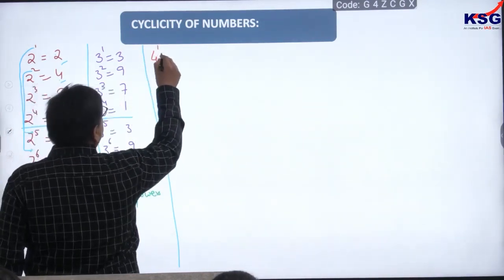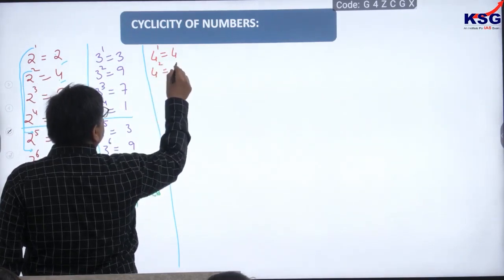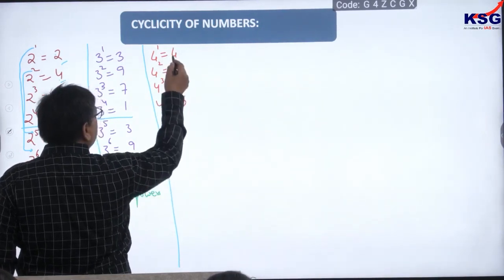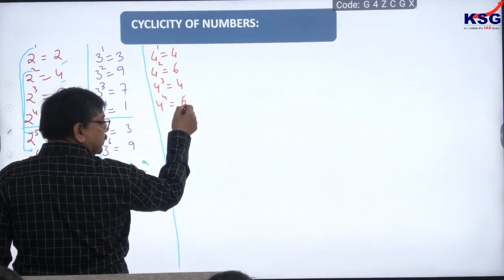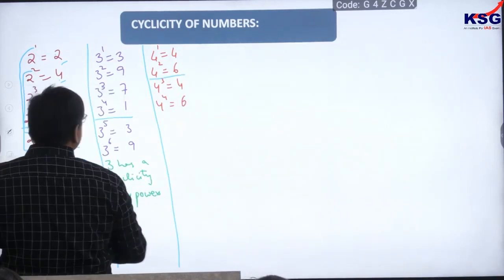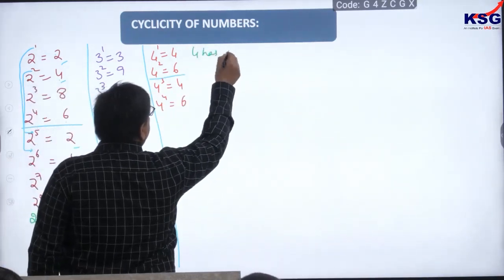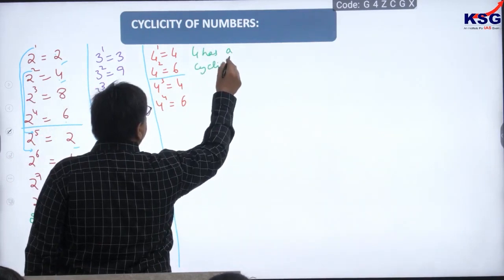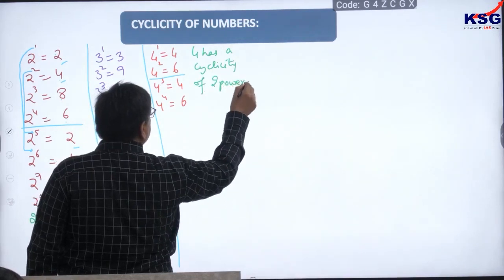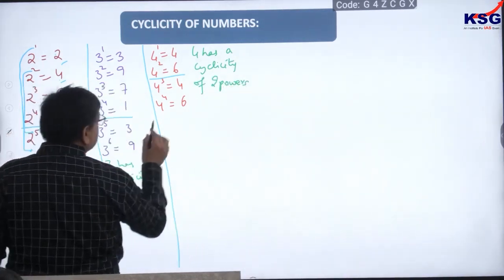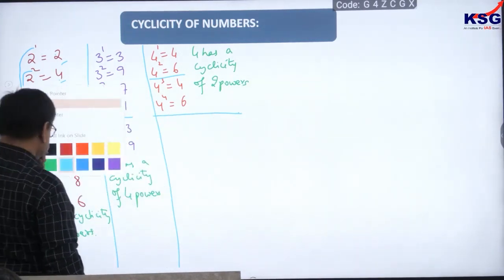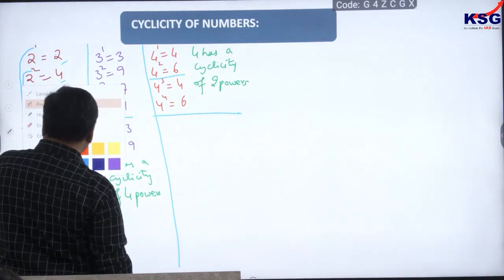Let's have a look at 4. 4 power 1, 4 power 2, 4 power 3, 4 power 4. 4 into 4, 6 into 4, 4 into 4, 6 into 4. Right? So here we find that 4 has a cyclicity of 2 powers only. Every second power, we are getting the same digit in the unit space. Alright?